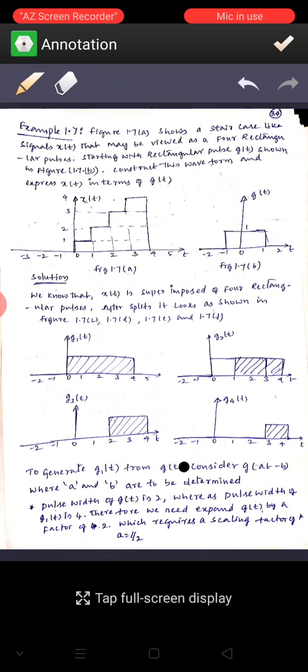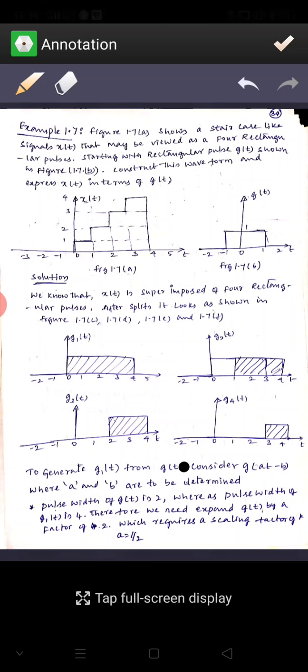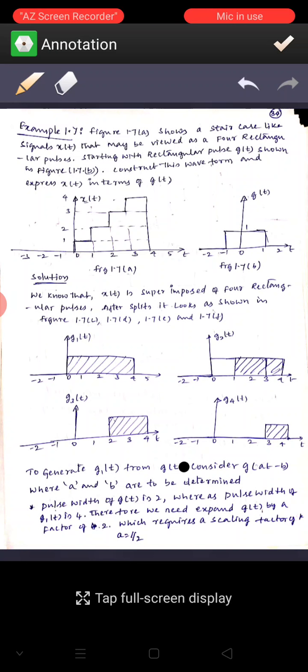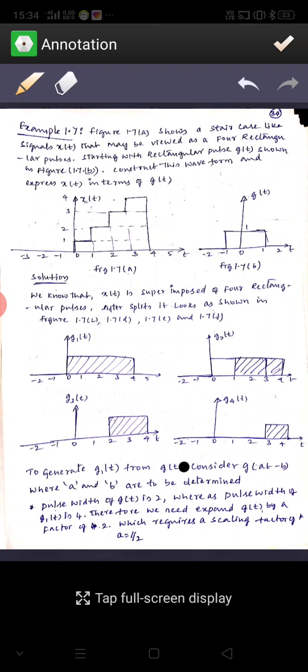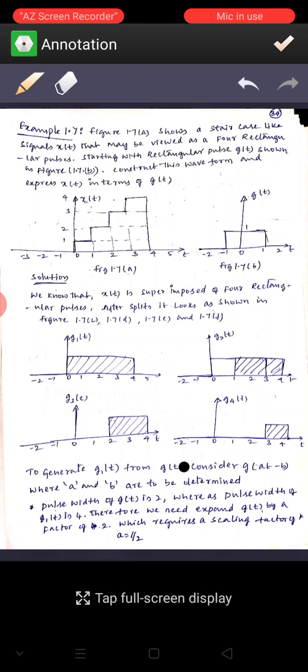Figure 1.7a shows a staircase-like signal x of t that may be viewed as four rectangular pulses, starting with the rectangular pulse g of t shown in figure 1.7b. Construct this waveform and express x of t in terms of g of t.